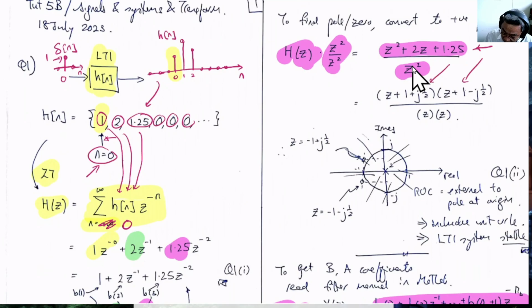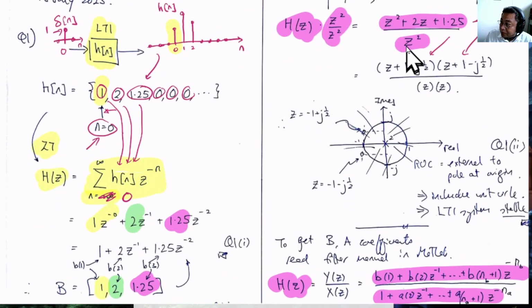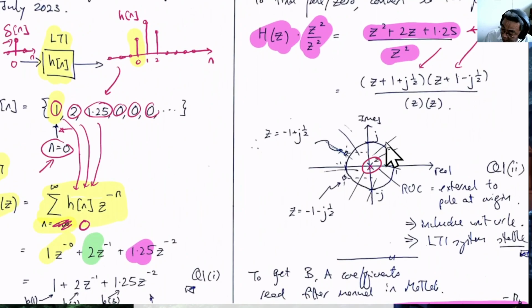Now we draw the poles and the zeros. Where are the poles? The poles are the values where the denominator becomes 0. The denominator becomes 0 when z is 0. We draw a cross here, and we have 2 because we have 2 poles. What about z + 1 + j/2? When z equals minus 1 minus j/2, the numerator becomes 0.